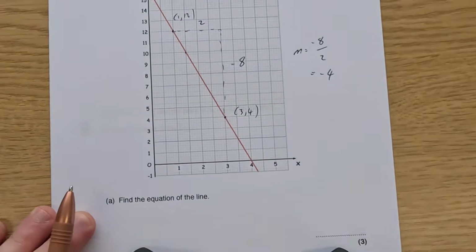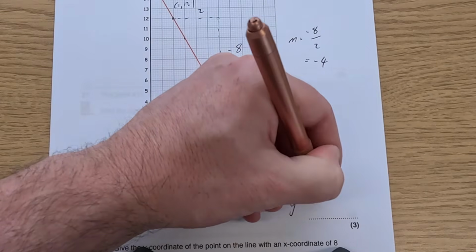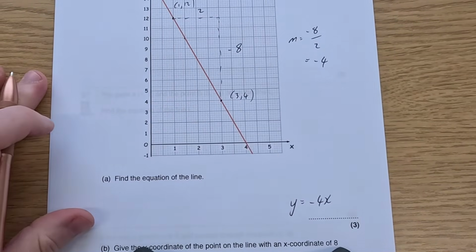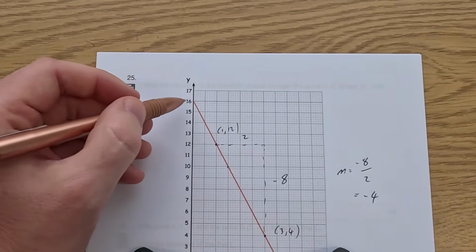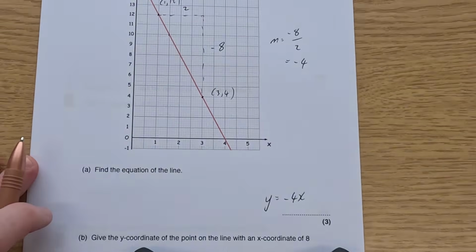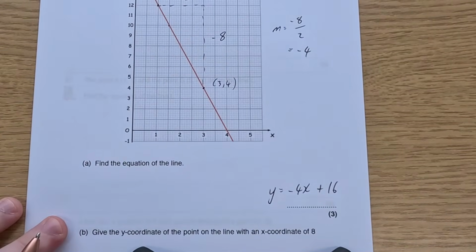So let's go down here. We've got, write down the equation of the line, so it's going to be y equals negative 4x. Now we want to find out the value for c, so that's the y-intercept, and if we go back up, you can see here that the y-intercept is equal to 16. So it's going to be y equals negative 4x plus 16, and that's it. Okay, and then part B.